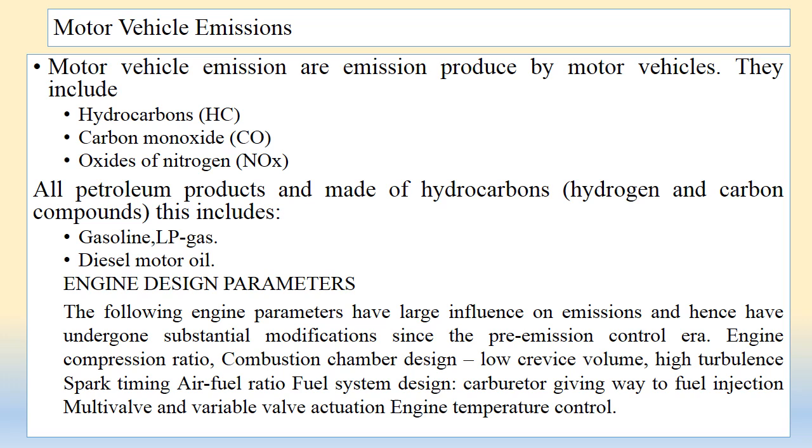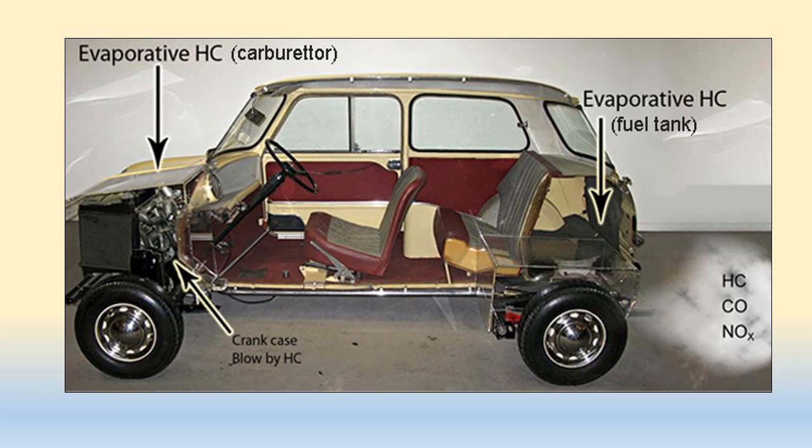For example, compression ratio, air fuel ratio, fuel rating, meaning octane number of the fuel and cetane number of the fuel, combustion chamber design, turbulence, swirling motion, spark timing advance and retard, and fuel system design, meaning carburetor and fuel injection system design. Likewise, there are various engine design parameters by which emissions can be controlled. This figure shows you the pollutants from the gasoline engine. There are four possible sources of automobile pollution from a petrol engine.